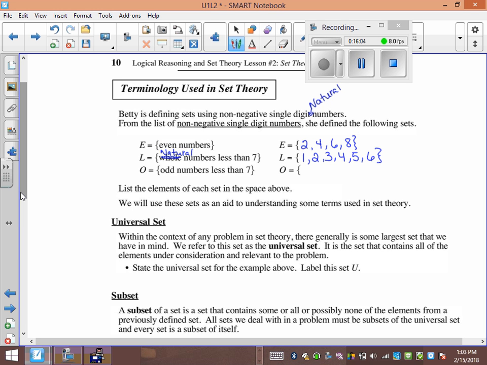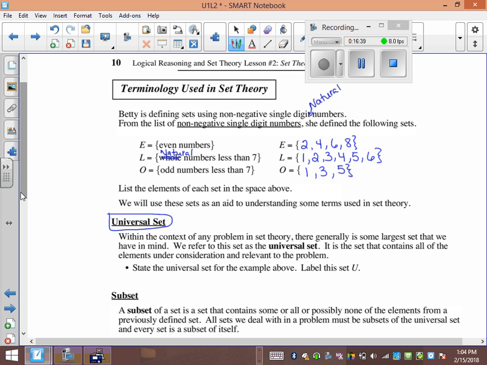Odd numbers less than 7. Where do we start at? 1, 3, 5. Now, why are we starting at 1? We're starting at 1 because of this. The universal set. Within the context of any problem in set theory, there generally is some largest set that we have in mind. We refer to this as the universal set. The universal set is the set that we use for all of our subsets, for all of our little sets that are contained within it.